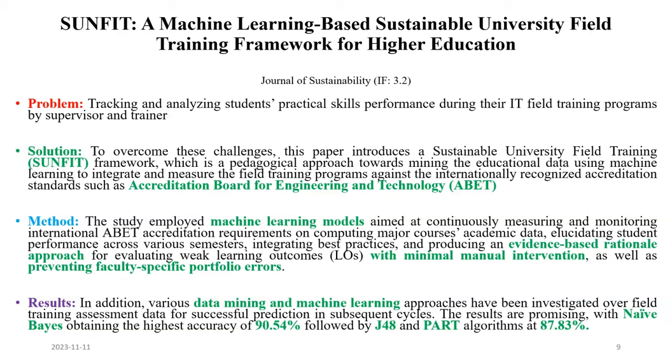So the method was that there are different LOs, learning outcomes, for the specific course, the training course we call it, right? The study employed machine learning models, and we were continuously measuring and monitoring the international ABET accreditation requirements, which belonged to the computing measures and academic data. We were evaluating what are the weak LOs, the weak learning outcomes which were not achieved, since sometimes the students have good grades but some of the LOs are overlooked and not achieved. Some LOs are very important, but sometimes they are overlooked by the trainers in the industry, and sometimes by the academicians in the academia.